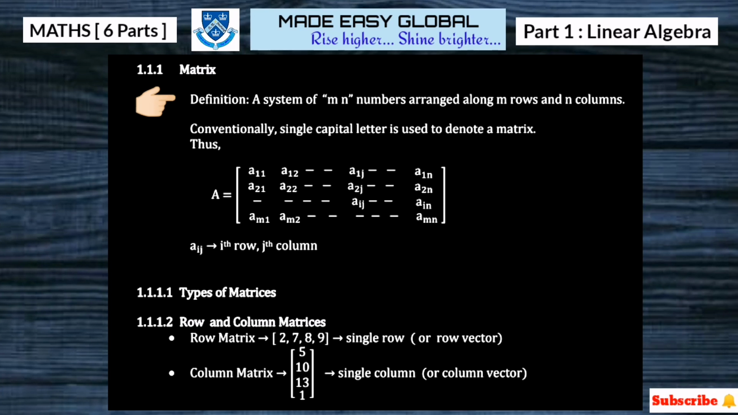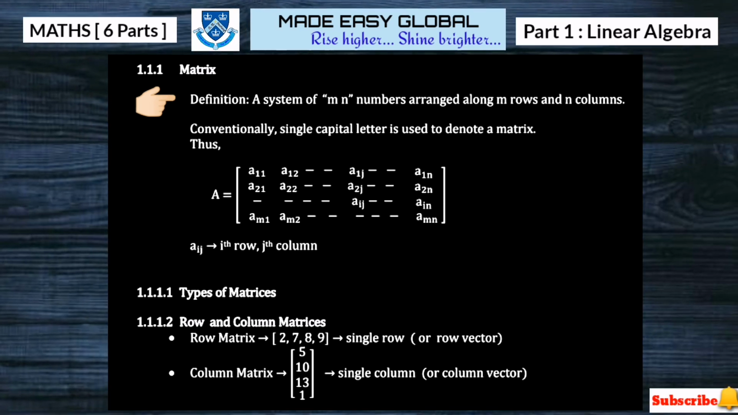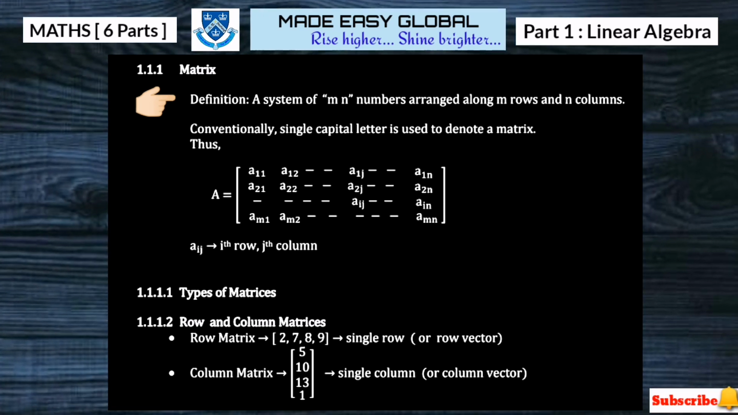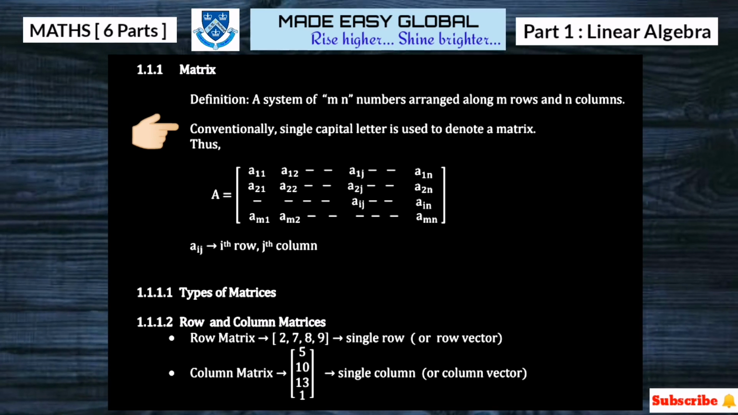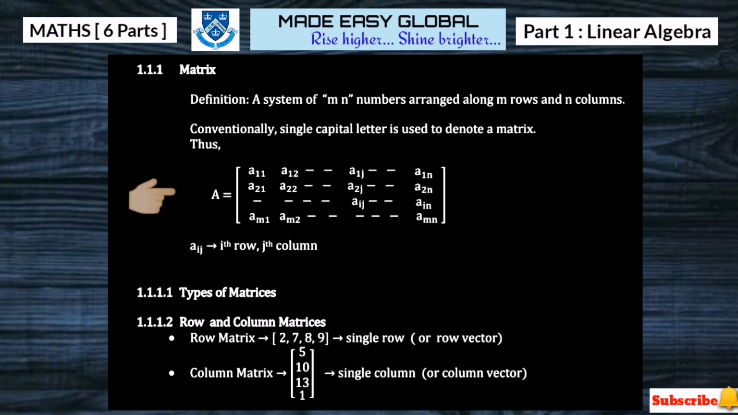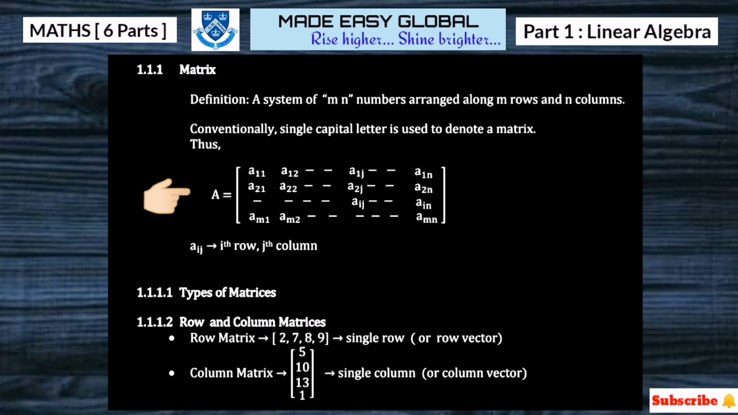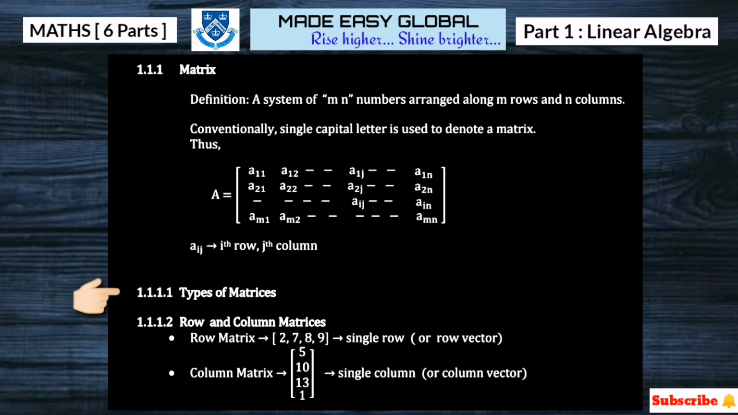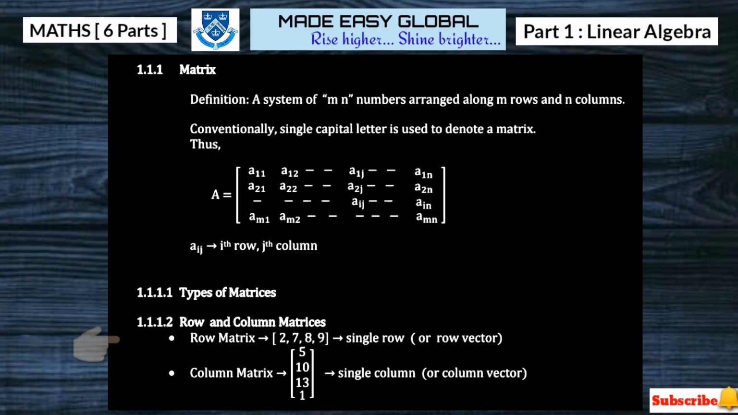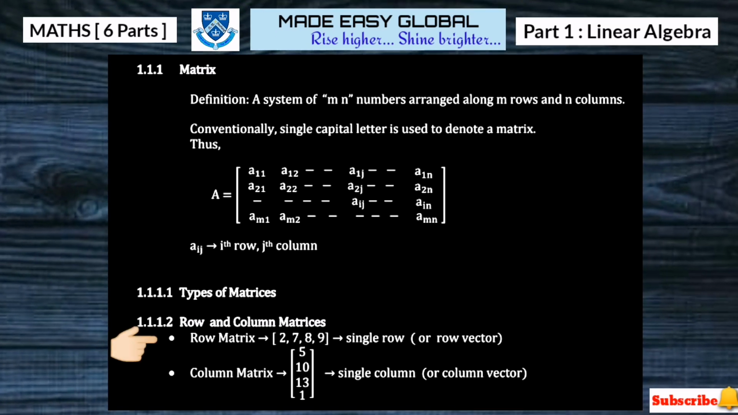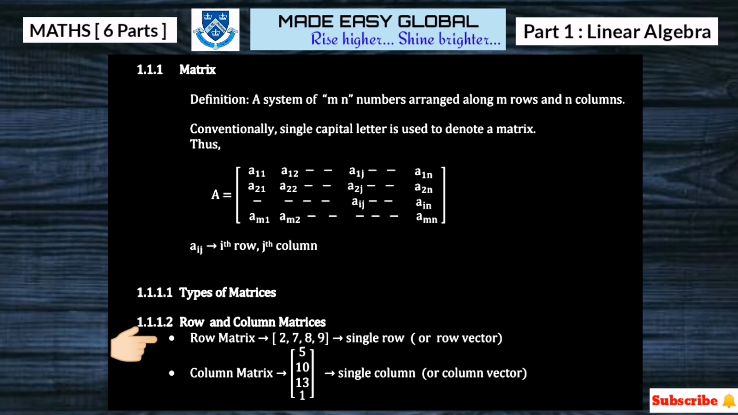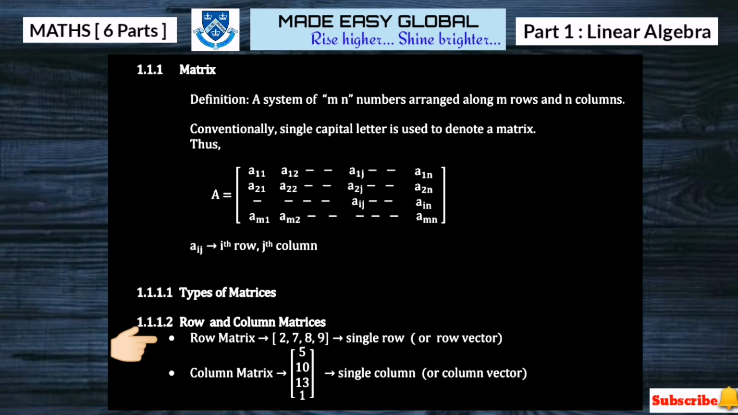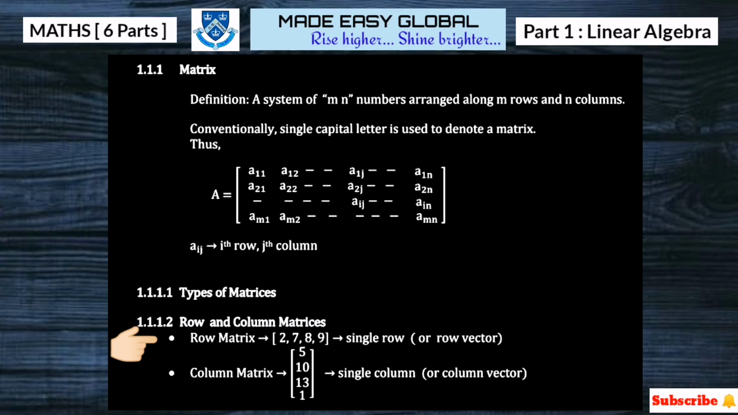It is a system of mn numbers arranged along m rows and n columns. Conventionally, a single capital letter is used to denote a matrix. And here, as you can see, this is the standard representation of a matrix. Then after, the types of matrices. The first one is row and column matrices. In the row matrix, as you can see here, it is only a single row, or you can say a single row vector.